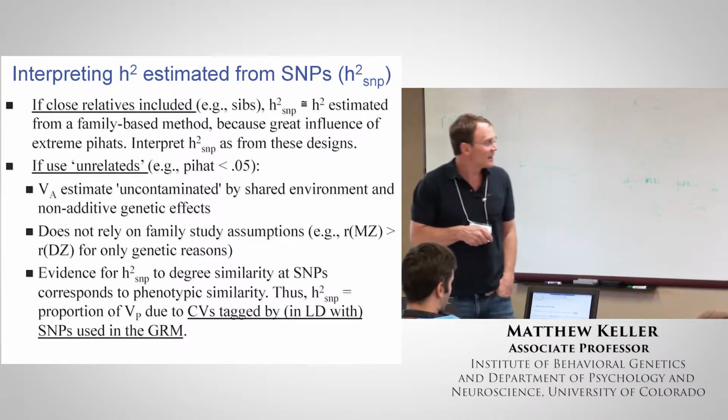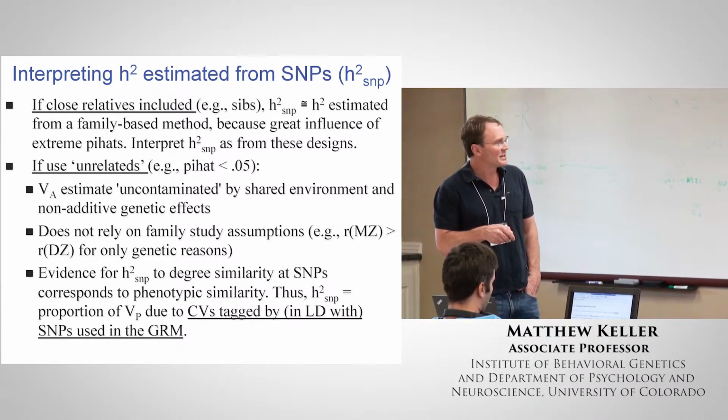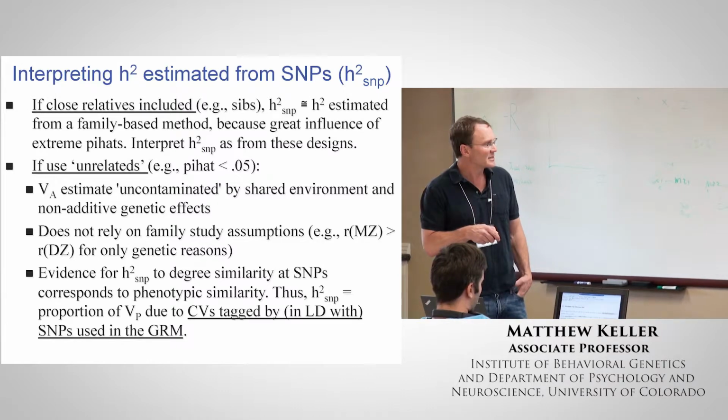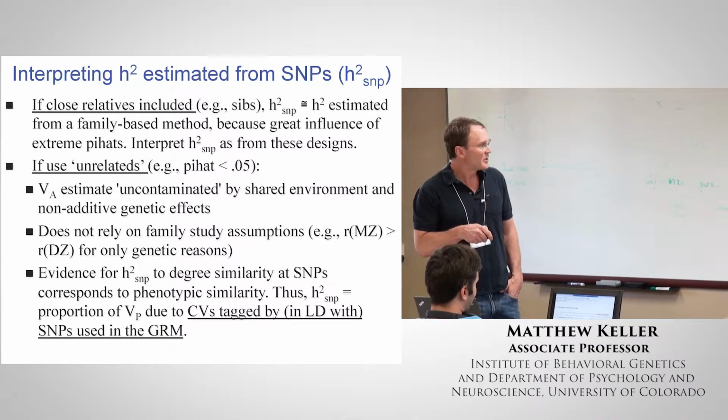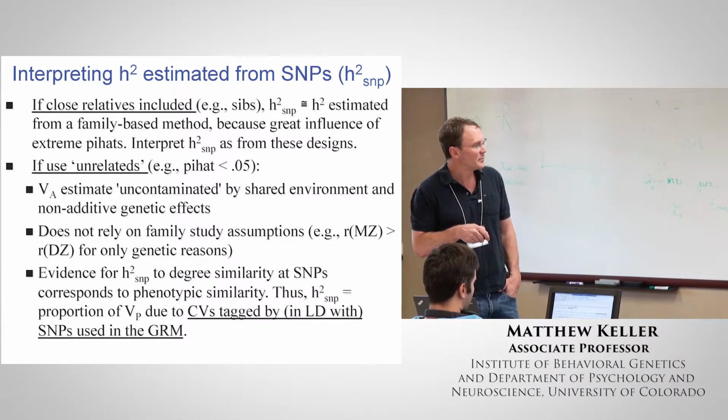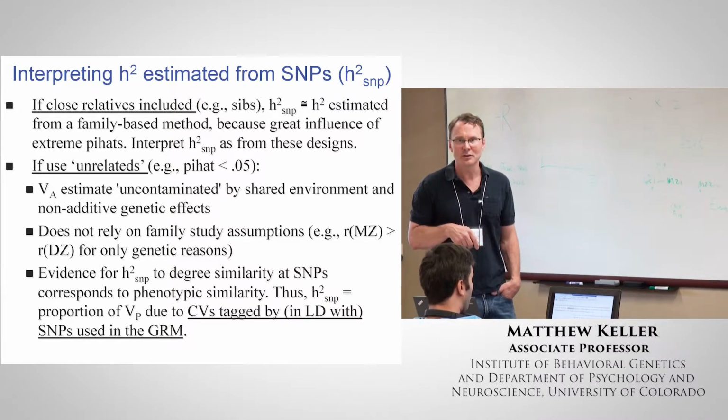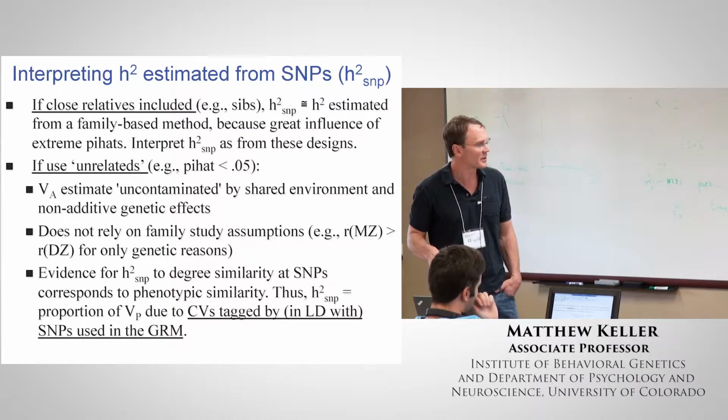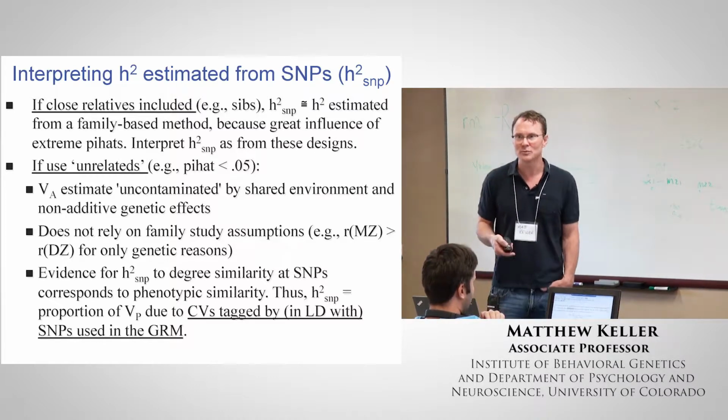Okay, so we get evidence of SNP heritability to the degree that similarity at SNPs corresponds to phenotypic similarity. Therefore, SNP heritability is the proportion of phenotypic variance that's due to causal variants that are tagged by, or in other words, that are in LD with the SNPs that were used to make that genomic relationship matrix. And that's the crucial point which we're going to hit on a lot as I move forward here.